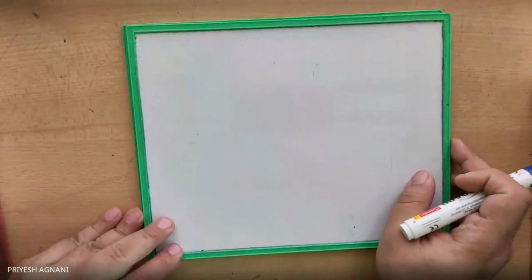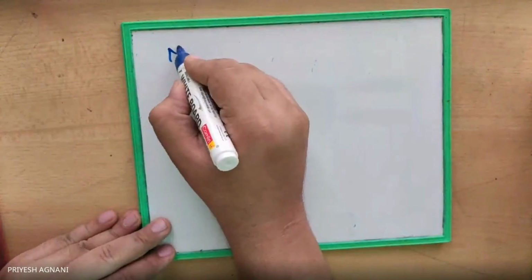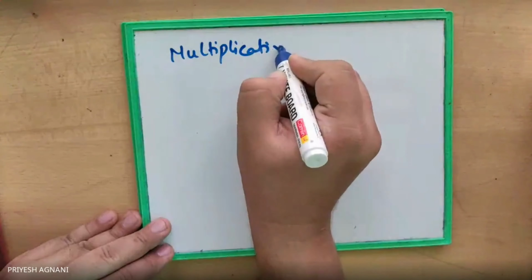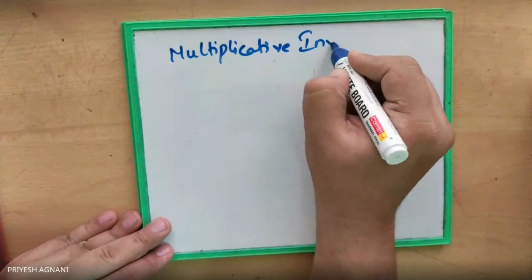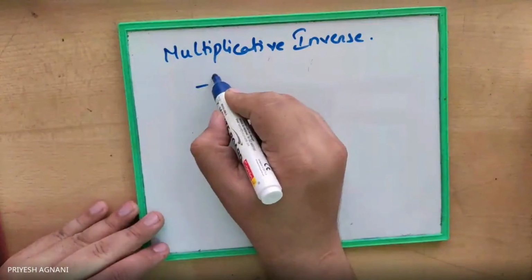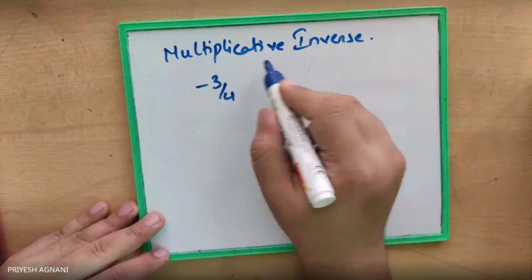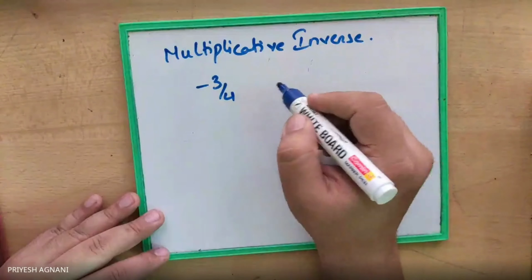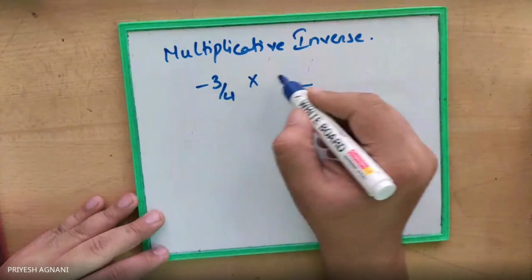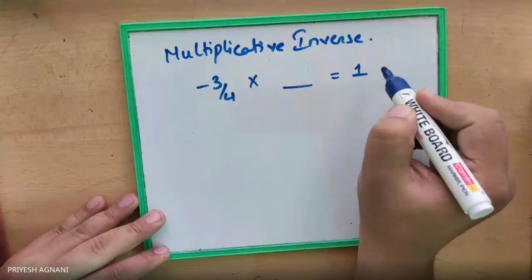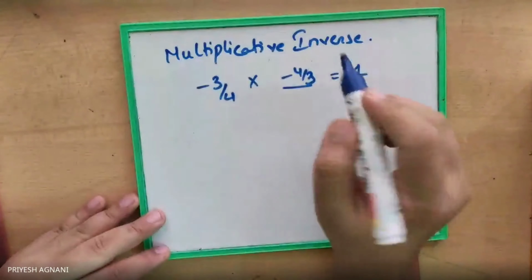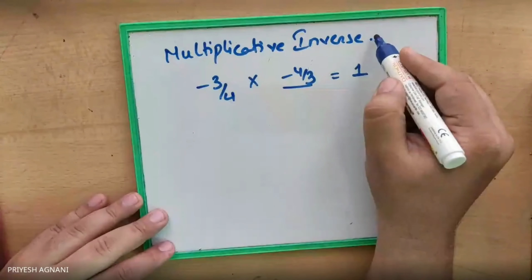Let us see what is multiplicative inverse. In this type of question, if it is said it is minus 3 upon 4, find the multiplicative inverse. You have to find a number which, when multiplied by minus 3 upon 4, gives the answer 1. So it will be minus 4 upon 3. In this, you have to take the reciprocal.